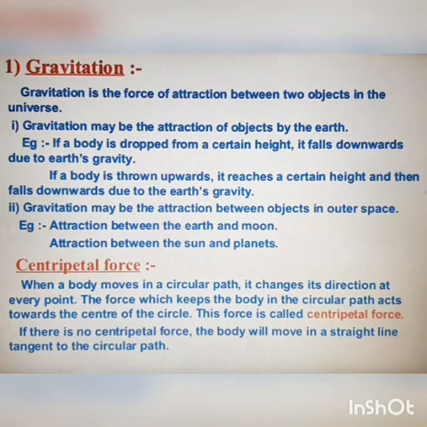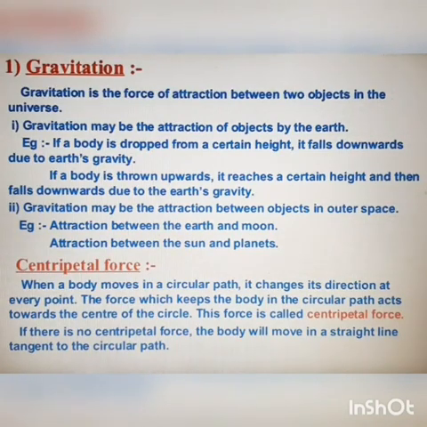When you move an object in a circular path, its direction changes at every point. The force which keeps the body in circular path acts towards the center of the circle. This force is called centripetal force. Let us do a very simple experiment. Let us tie a stone with a thread and move it above our head. We will see that the stone moves in a circular path.